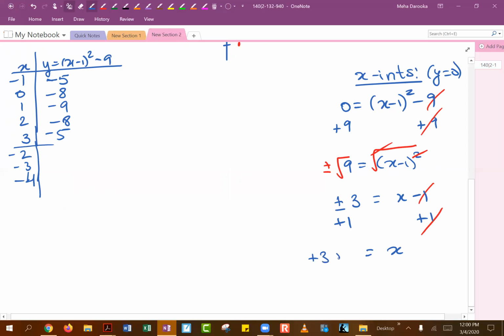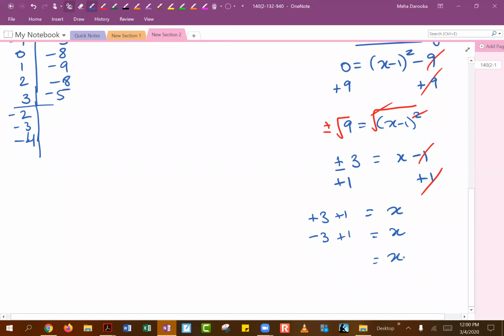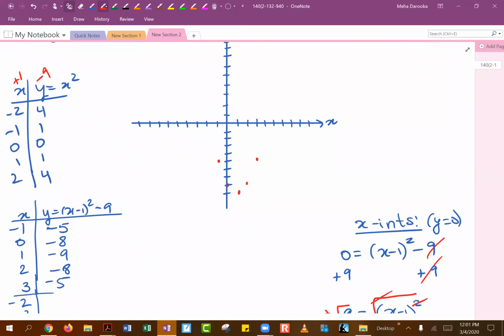So you will do plus 3 plus 1 and then minus 3 plus 1, right? Which will give us positive 4, and what's the other one? Negative 2. So those will be our x-intercepts, 4, 0 and negative 2, 0. Is that what you guys got when you did your graphs? Yeah? Okay, so positive 4, 0, negative 2, 0.